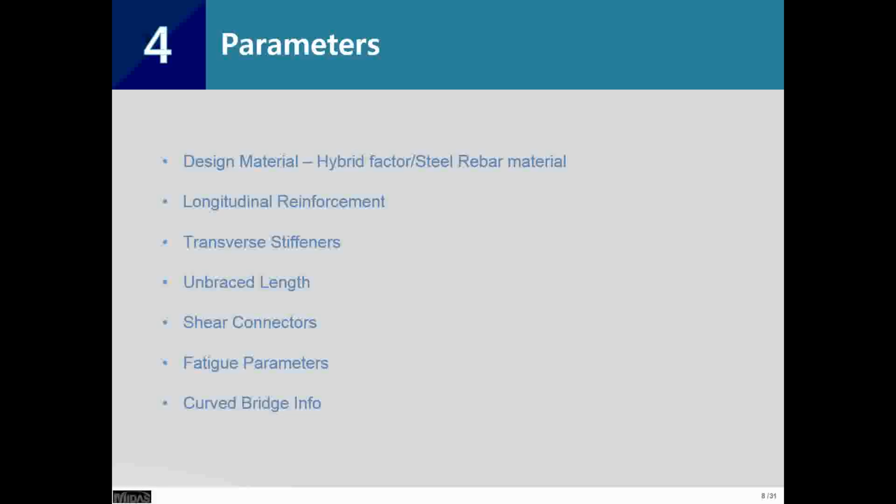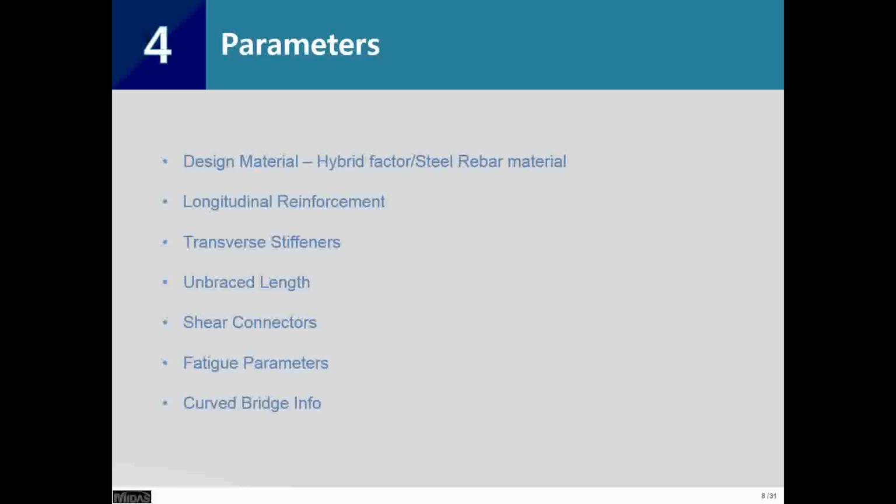And also in the design material dialog box, you can tell the program what types of rebar material property you are going to use. Are you going to use a grade C6 6000 or C 4000, and so on. And also you can define the longitudinal reinforcement in order to consider the tensional stress when the sections are under negative moment. And shear stiffeners and unbrace length, and shear connectors, and fatigue parameters, and curved bridge informations. So if you define those 7 parameters, you can accomplish the design check.